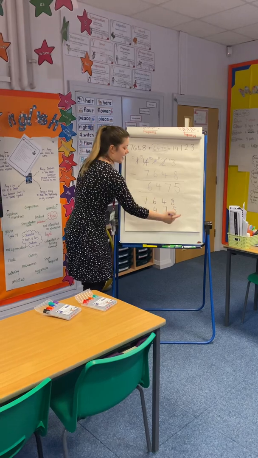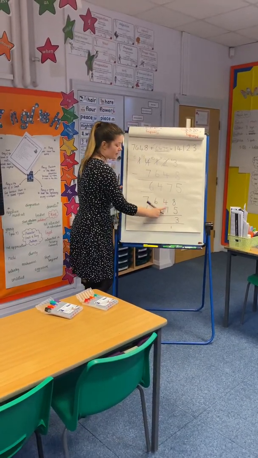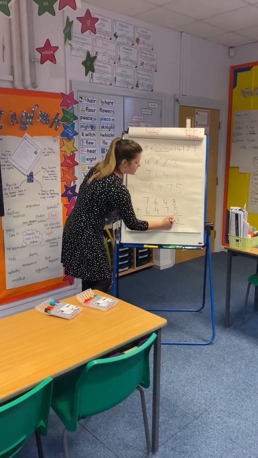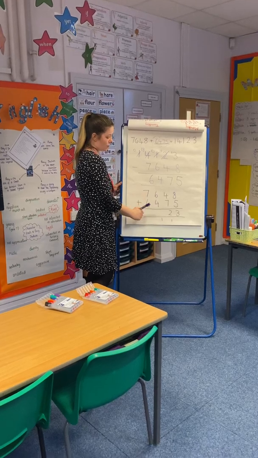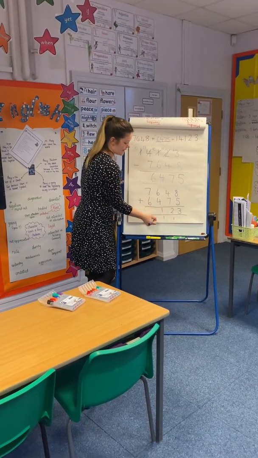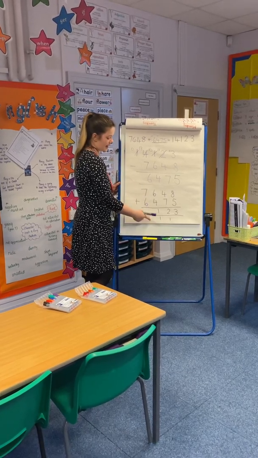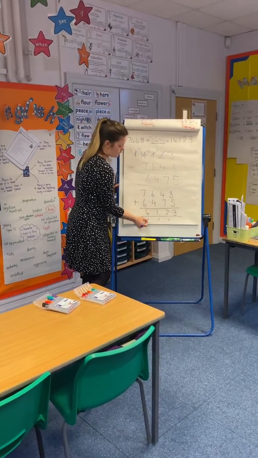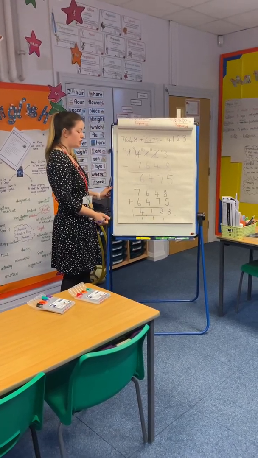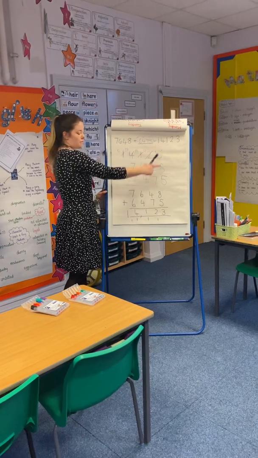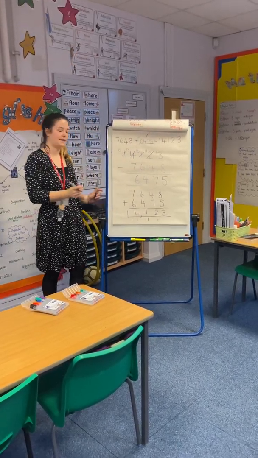So 8 add 5 is 13, carry the 1. 7 add 4 is 11, add one more would be 12, carry the 1. 6 add 4 is 10, add 1 is 11, carry the 1. 7 add 6 is 13, add 1 more, 14, carry the 1. So I've got 14,123. So we can see that my two answers match, which means that my missing number is correct.